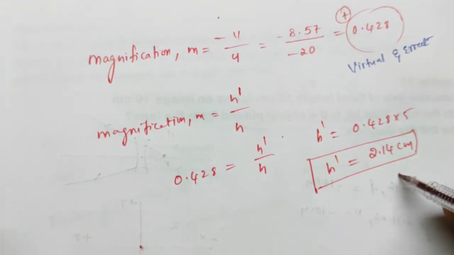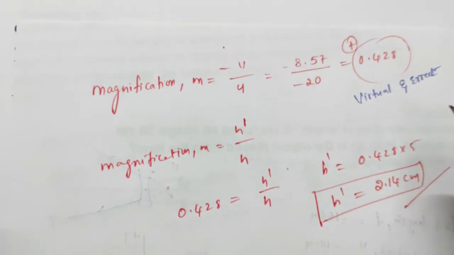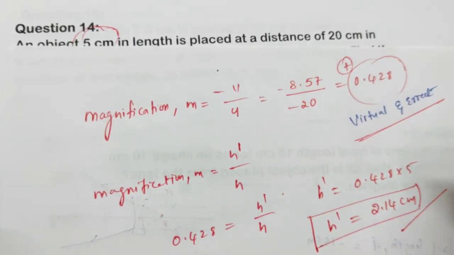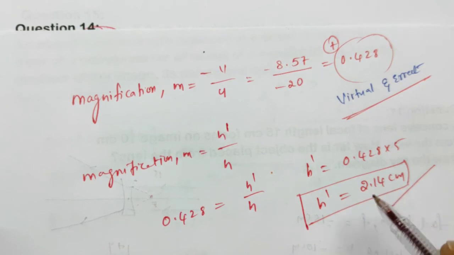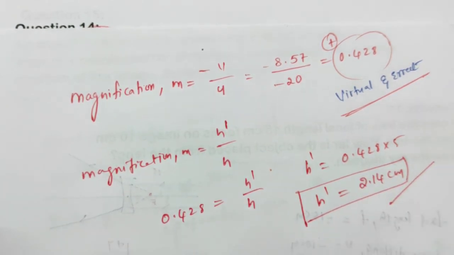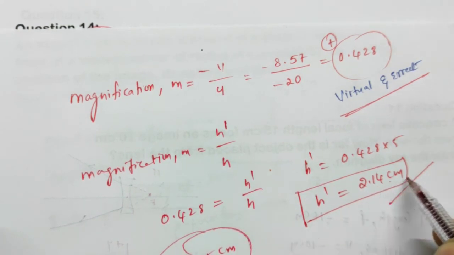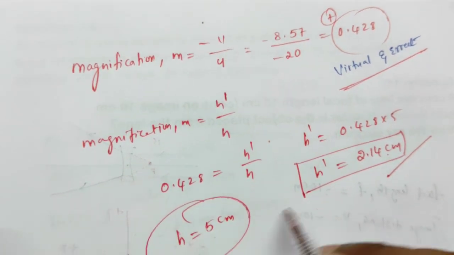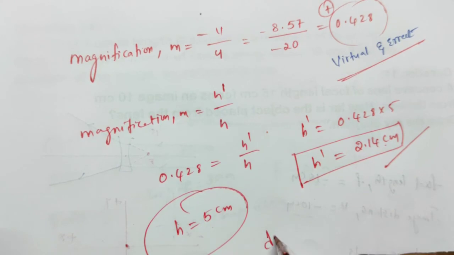So we find the size of the image and the nature of the image, which is virtual and erect. And if you see here, the height of the object is 5 centimeters, whereas the height of the image is 2.14 centimeters. That means the size is decreased, or diminished.